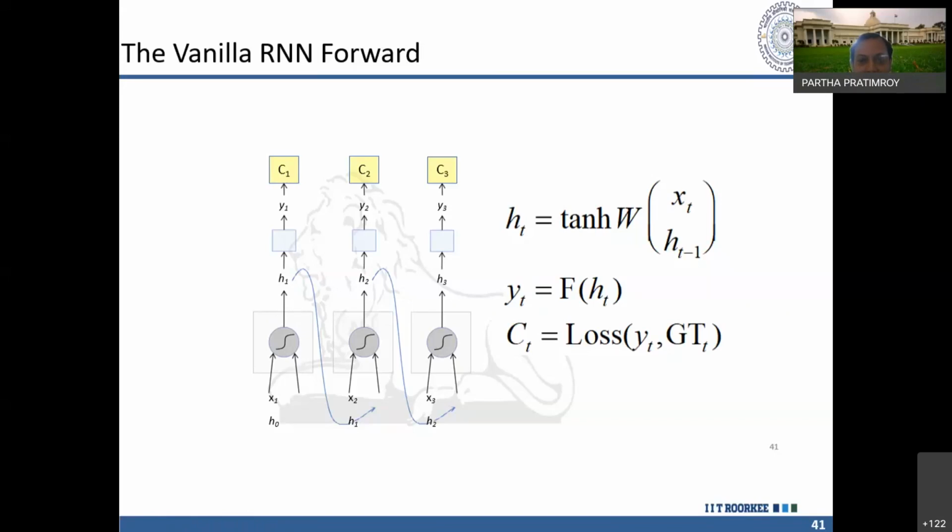Is this correct? Do you follow this architecture? This is the working principle of a recurrent neural network, a very basic recurrent neural network. You have to understand it, otherwise you cannot move forward. Is it okay for all of you? Shall I repeat?